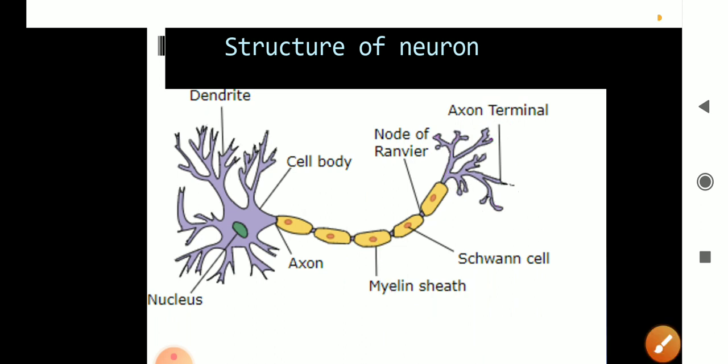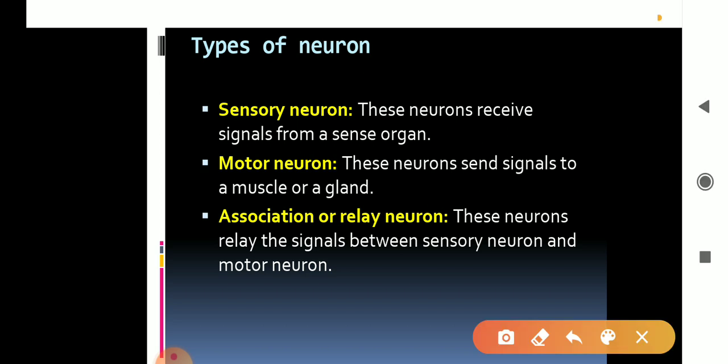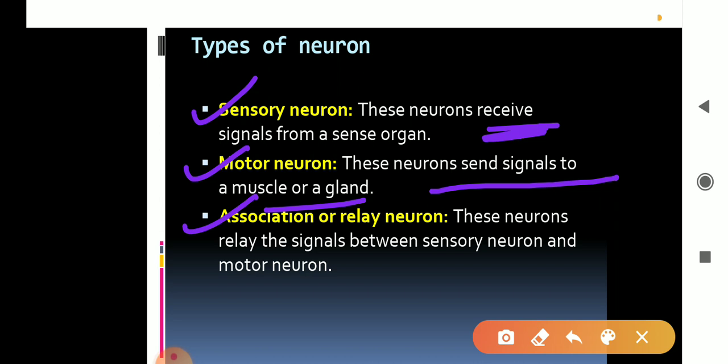Okay, now next, types of neurons. Neurons are of three types. First is sensory, then motor neurons, and association or relay neurons. Sensory neurons are the neurons which receive signals or stimuli from the environment. Motor neurons send signals to the muscles or glands. And association or relay neurons relay the signals between the sensory neurons and motor neurons.